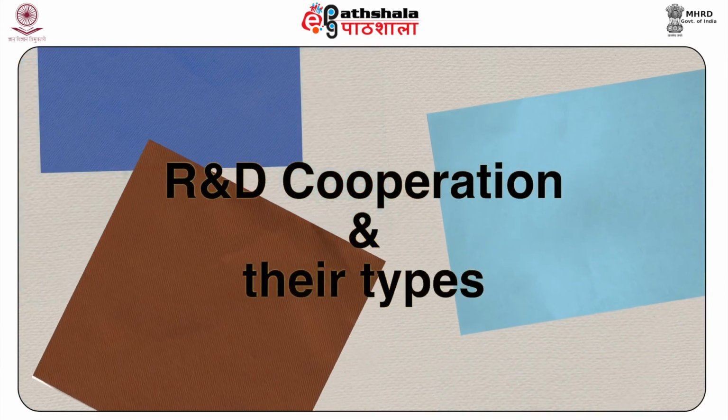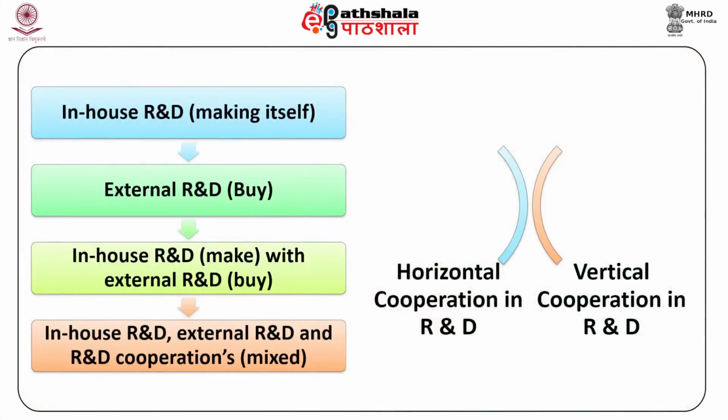R&D cooperation and their types. Traditionally, the research and development process is instrumental to innovative behavior of firms and dynamic industries. R&D cooperation, on the basis of firm strategy, is commonly reflected in the following four major categories: in-house R&D, making itself; external R&D buying; in-house R&D, make with external R&D buy; in-house R&D, external R&D and R&D cooperation mixed.